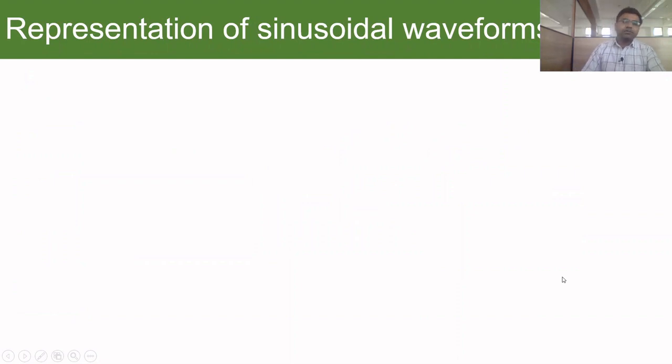So hello everyone, today we are going to understand the representation of a sinusoidal waveform. In AC voltage or current, normally in a grid, the voltage and current follow a sinusoidal fashion. So it is really important for us to understand how exactly the sinusoidal function varies when theta changes and how it is related to the AC waveform.